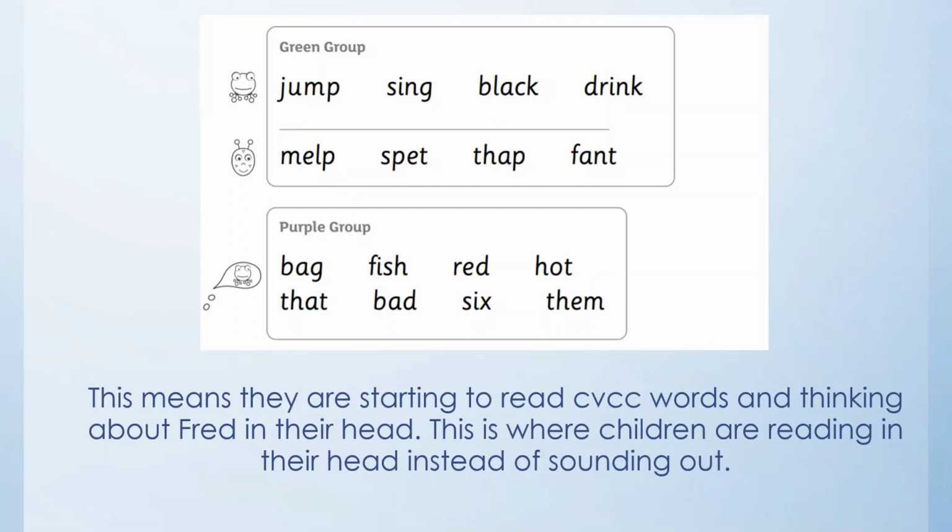So, to make sure they are in green group, they are expected to read these CVCC words and alien words. To be in purple group, they start to look at what we call Fred in your head. Next to that purple group box, you can see Fred is in a thought bubble. Children have to sound out those words just like they did when they were Fred Talking, but this time they are going to be doing it in their heads. So they would sound out each sound, blend it in their heads and say the word.